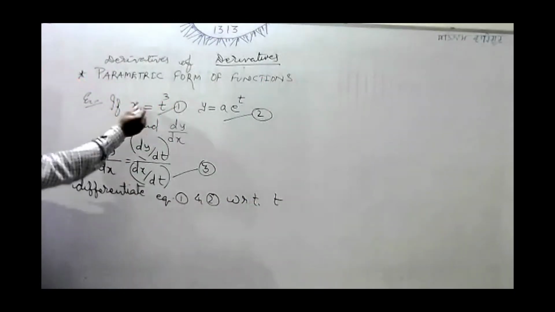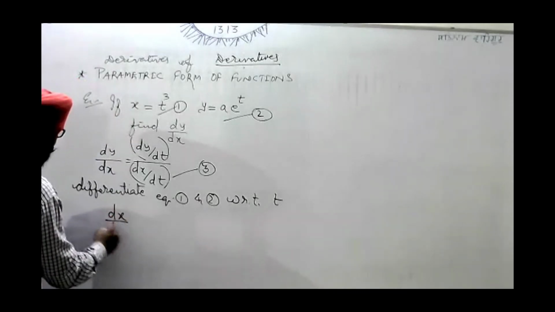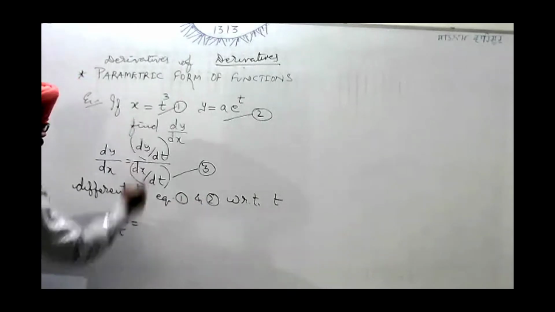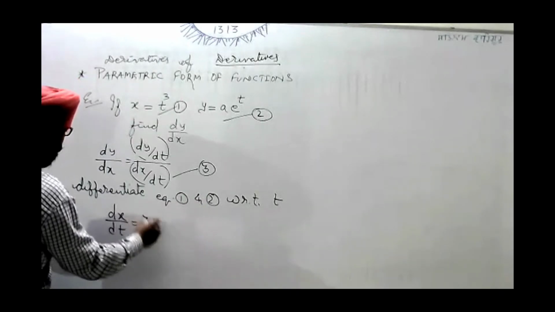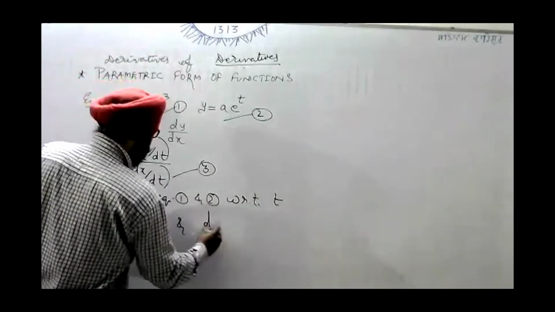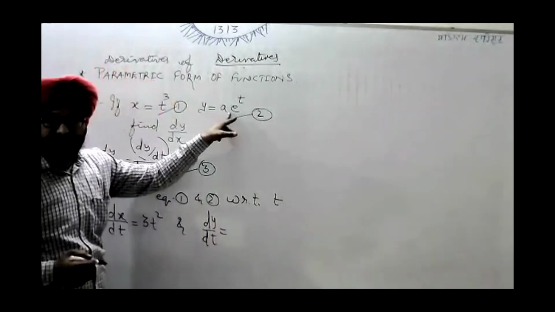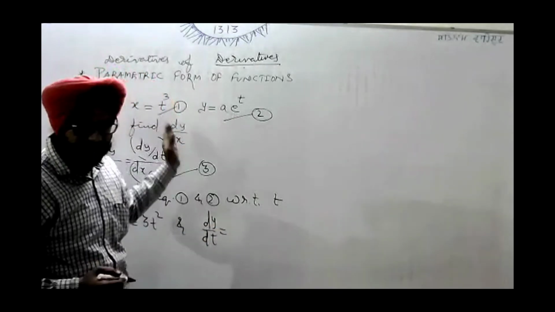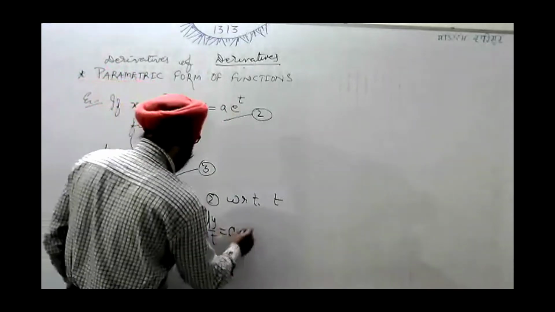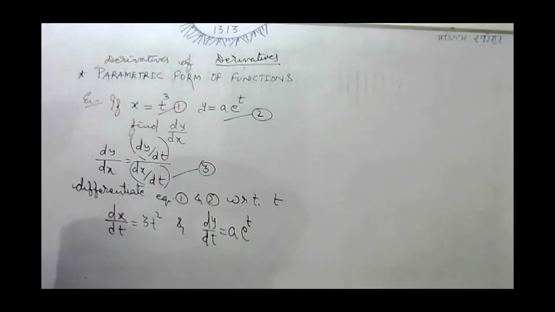Now, if I do the left hand side, I can write dx upon dt directly. Differentiation of t with respect to t becomes 1. The right hand side becomes 3t square. And here dy by dt equals, a is a constant, so by the rules this will be kept aside. We will differentiate e raised to the power t only. So we get a e raised to the power t. What is left?